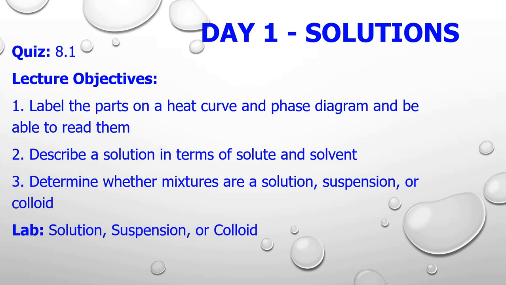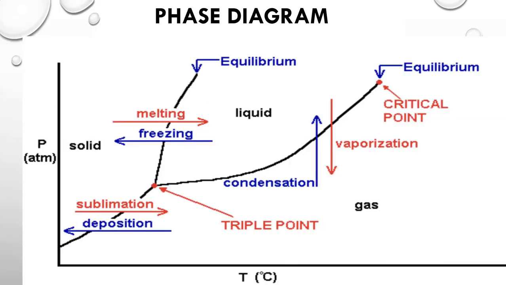Again, today the objective is to be able to label the parts of the key curve in a phase diagram and to be able to read them. To describe the solution in terms of solute and solvent, and to determine whether mixtures are solution, suspension, or a colloid, and that's where our lab comes into play. So you'll get to play with them a little bit.